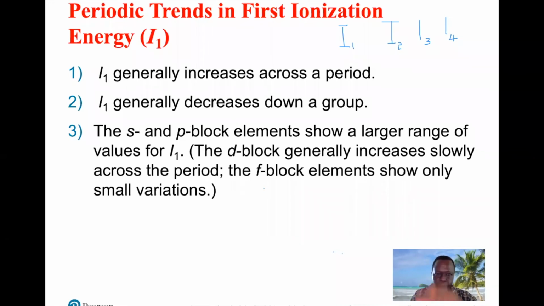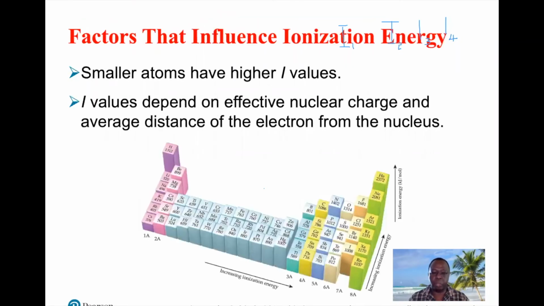If you write the electron configuration for elements on the periodic table, the last electron, if it ends up in s or p, we call those s and p block elements. If it ends up in d, we call those d block elements. If it ends up in f, we call those f block elements. So for s and p block elements, they show a larger range of values for first ionization energy. Now, d block generally increases slowly, but it's not significant. There's some variation.